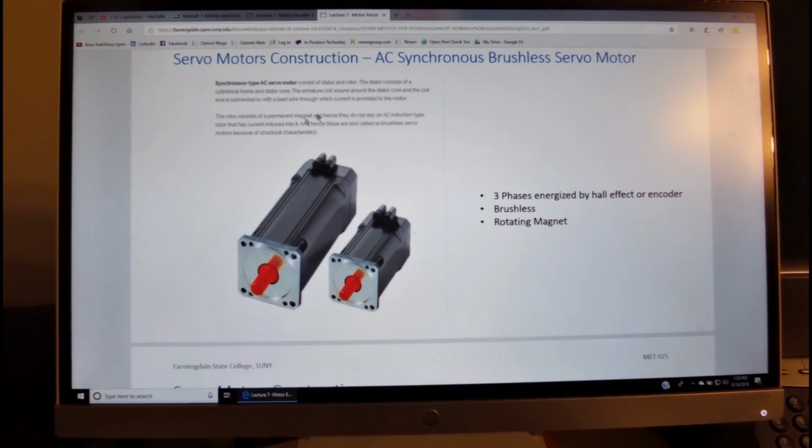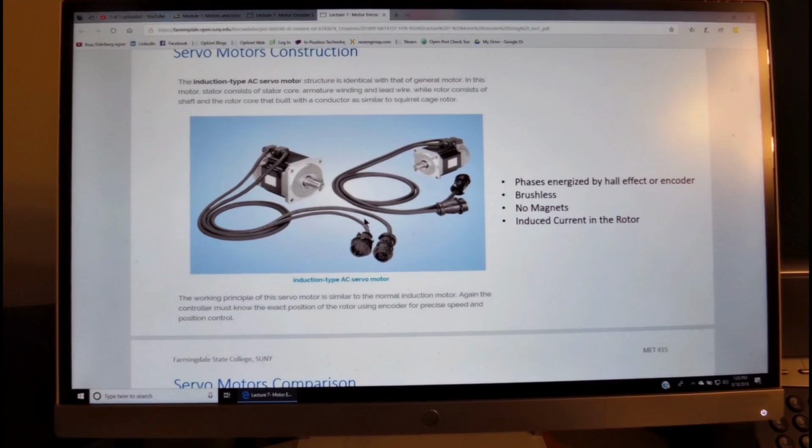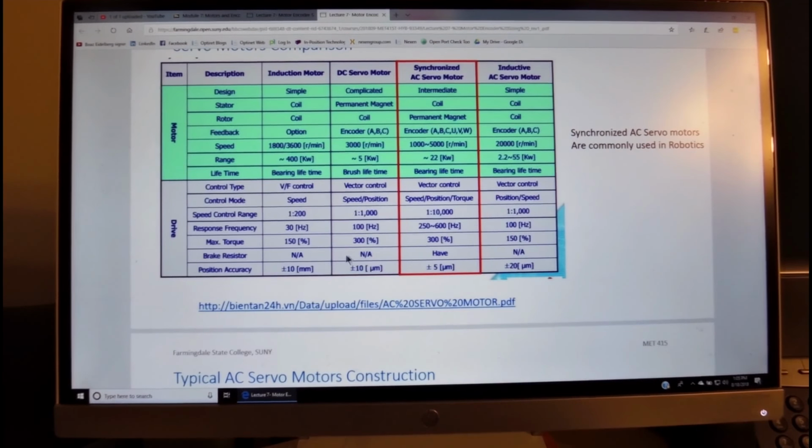This is the way that the AC synchronous motor looks. It's usually long and low profile to reduce the inertia and allow high performance. Many times these are sensitive surfaces which have to be protected when they are shipped to the customer. Here's an example of an induction motor, and again they are phased energized by Hall effect. They are brushless, they don't have any magnets, and they induce the current inside the motors.